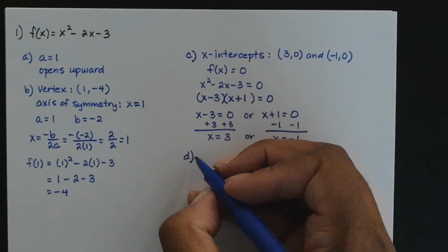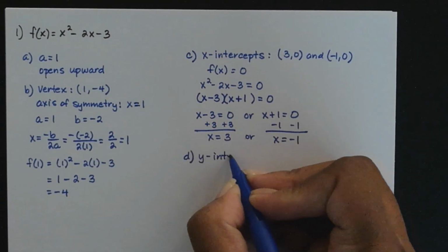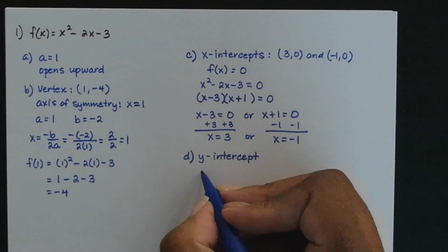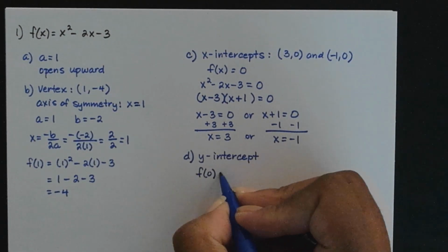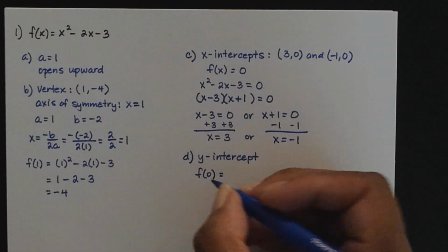Okay, and then part D is to find the y-intercept. So to find the y-intercept, you always let x equal 0.